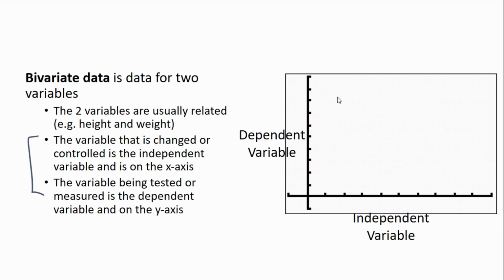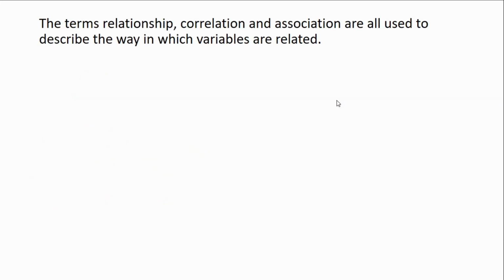Once you've been given your scatterplot or have created one, you might see these terms here: relation, correlation, or association. All these words are used to describe the way in which variables are related. There are a few ways to describe the relationship, correlation, or association, and we're just going to stick with the term correlation for now.